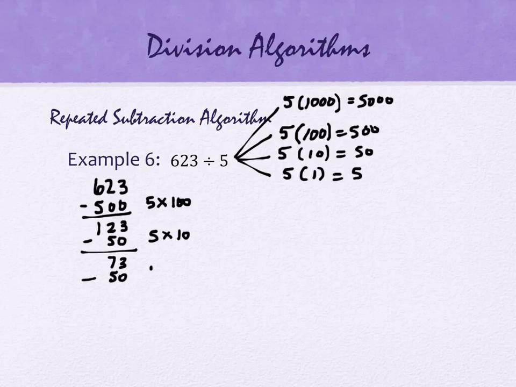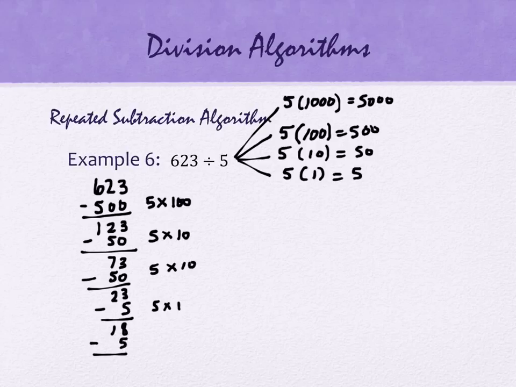Still big enough to subtract another 50, which is a 5 times 10. Okay, again, that gives me 23. And then I can subtract values of 5s, because 50 is too big again. So this is 5 times 1, which gives 18. And then we're going to subtract another 5 times 1, which gives me 13. We'll run out a little bit of space here on your paper. Hopefully you've got a little bit more space.